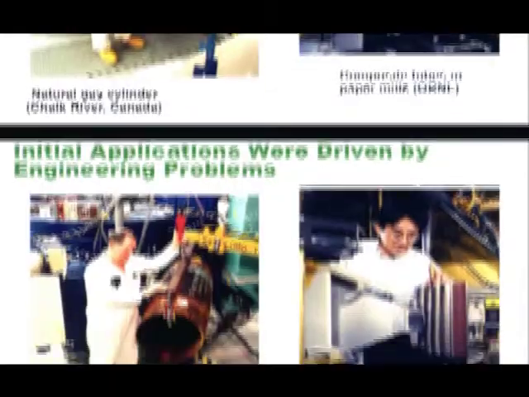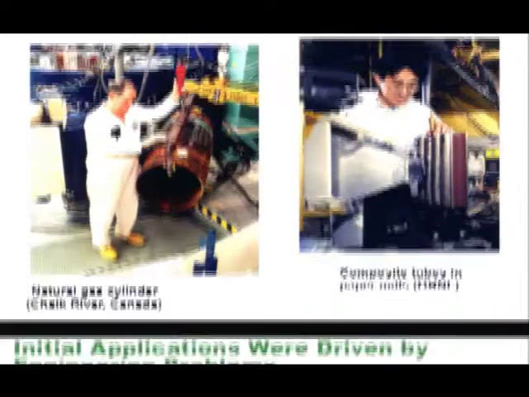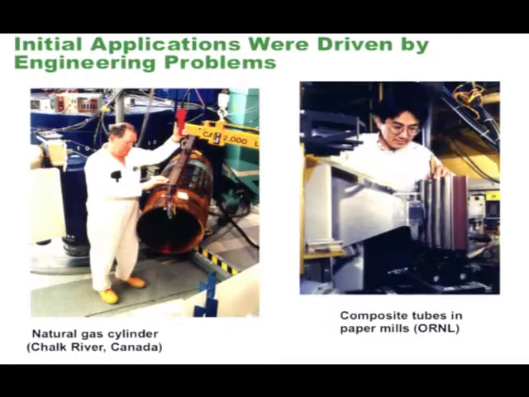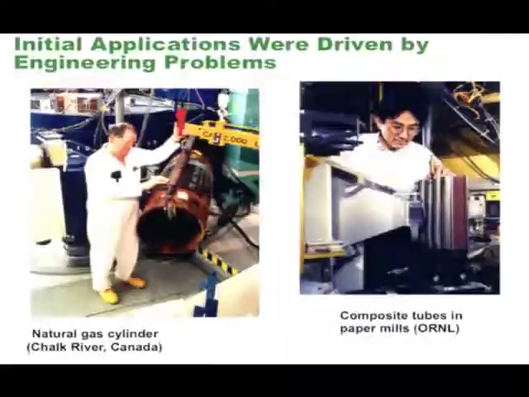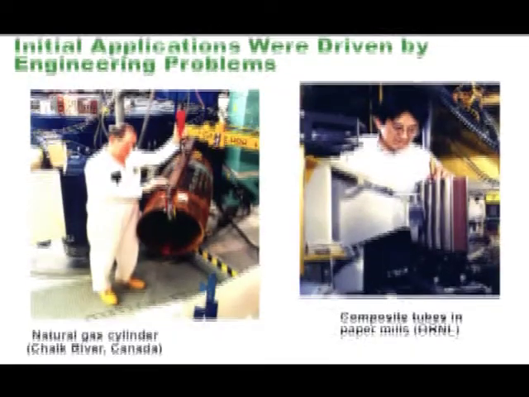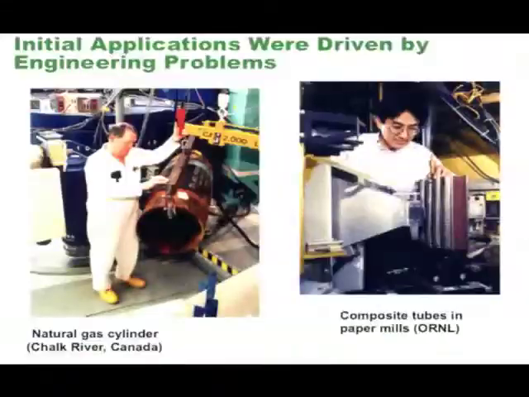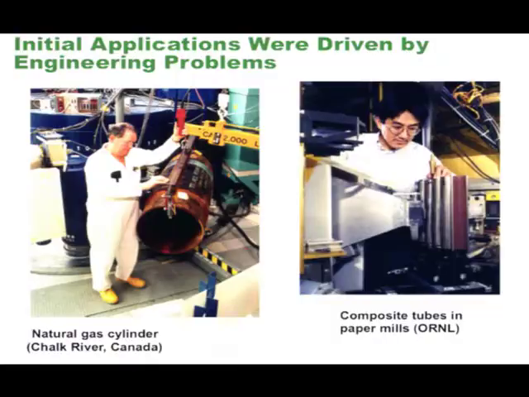So the initial applications of strain mapping were mostly driven by these industrial problems, as I mentioned before. One of the pioneers in this field is Chalk River, by Tom Holden and company. Here they look at a real industrial component, a gas cylinder used for transporting gas, and it's corroded, and they're looking at stress corrosion cracking in this problem. Here we're looking at composite tubes that are used in paper mills.